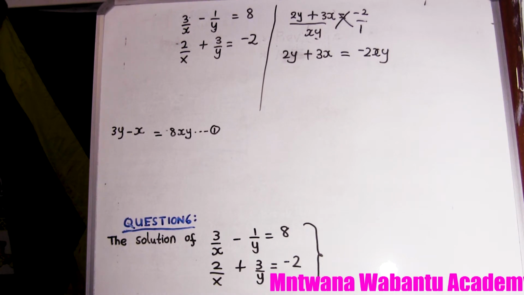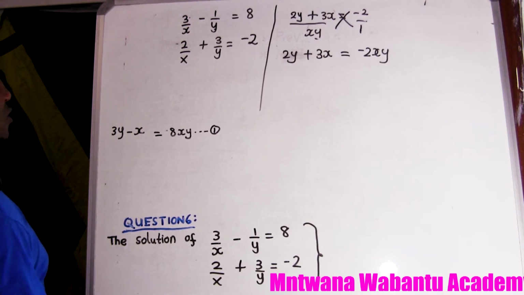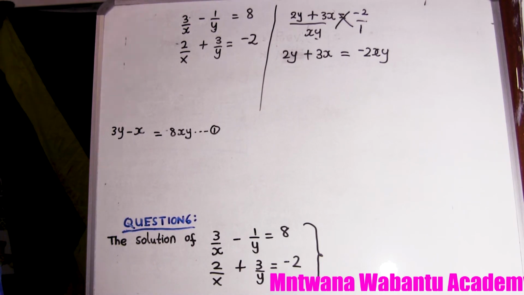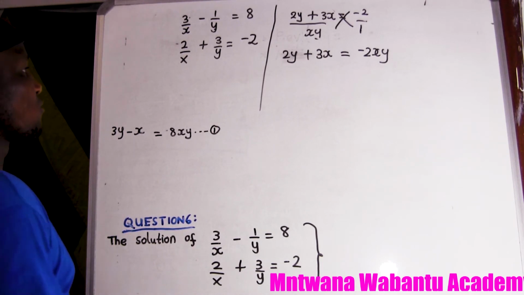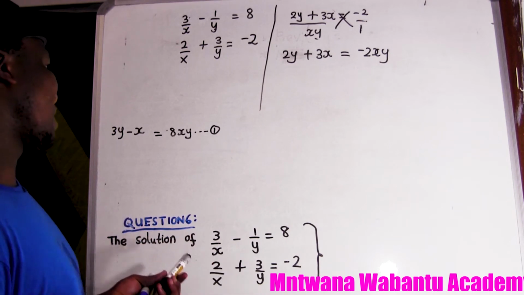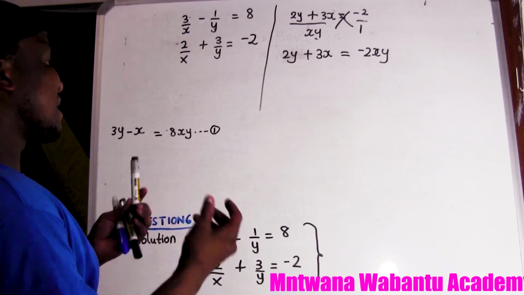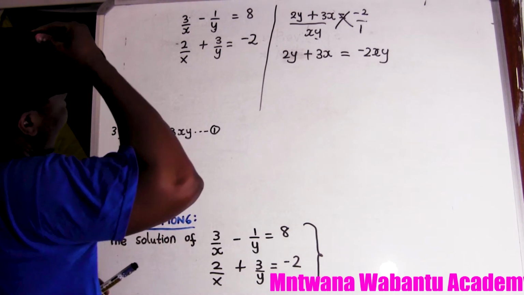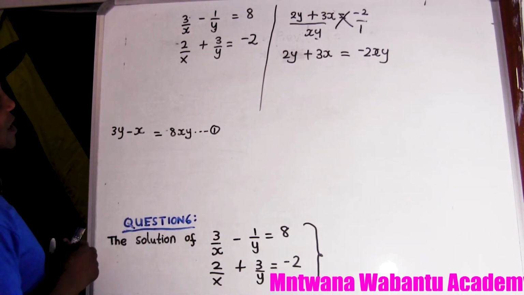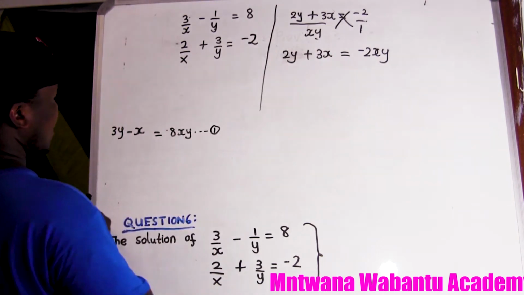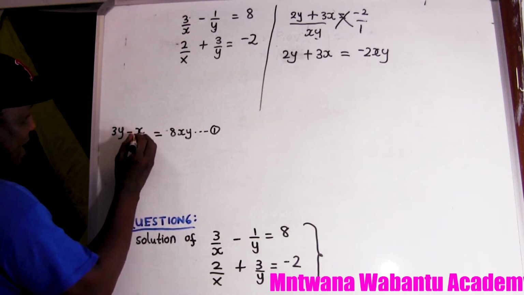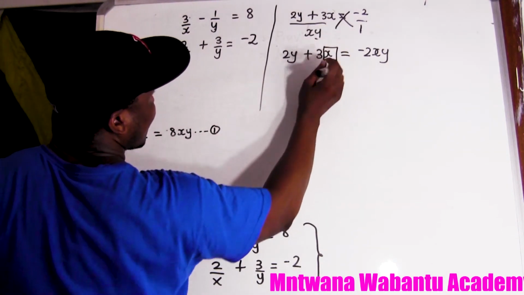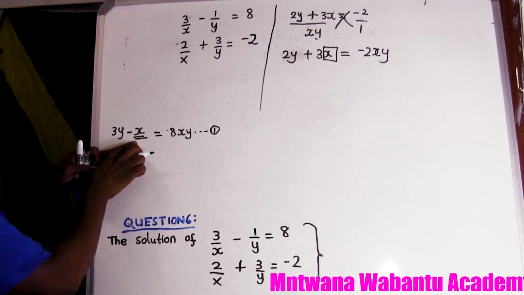Because look here, I can do the substitution. There are a lot of ways I can go for that, a lot of ways. Let me make x the subject here, and then I'll substitute inside here, because I see it's easier for me to make x the subject.